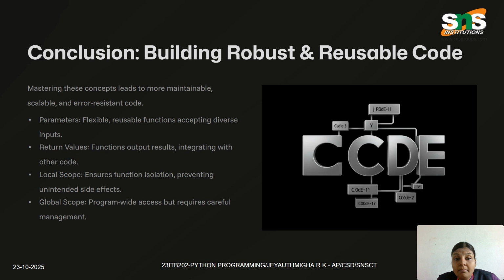Conclusion: building robust and reusable code. Mastering these concepts leads to more maintainable, scalable, and error-resistant code. Parameters make functions flexible and reusable, accepting diverse inputs. Return values are function outputs, delivering results and integrating with other code. Local scope ensures function isolation, preventing unintended side effects. Global scope offers program-wide access, but requires careful management.